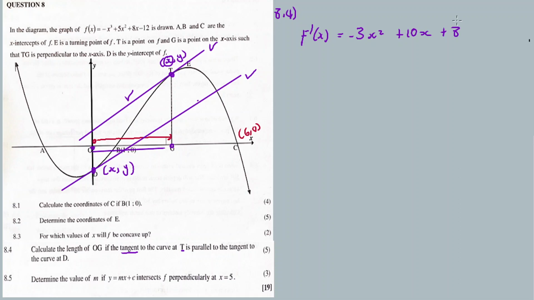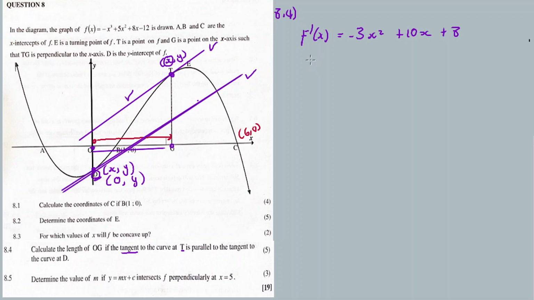Plus 8. Plus 8. Plus 8. You do realize at point D, I actually have an x value. The x value for point D is 0, but I don't have the y value for D. The x value for D is 0, right? So I can use D to find the gradient for this tangent.